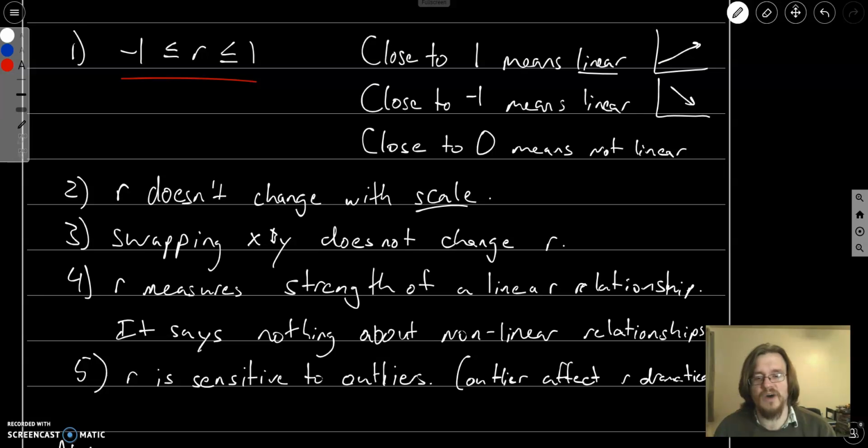Also, swapping x and y does not change R. So if we think about it, for instance, height and weight are going to be fairly linearly correlated. But if we switch to thinking about weight and height, they should also be linearly correlated. It shouldn't matter if we're looking at linear correlation between x and y or y and x. So swapping those values won't change anything.